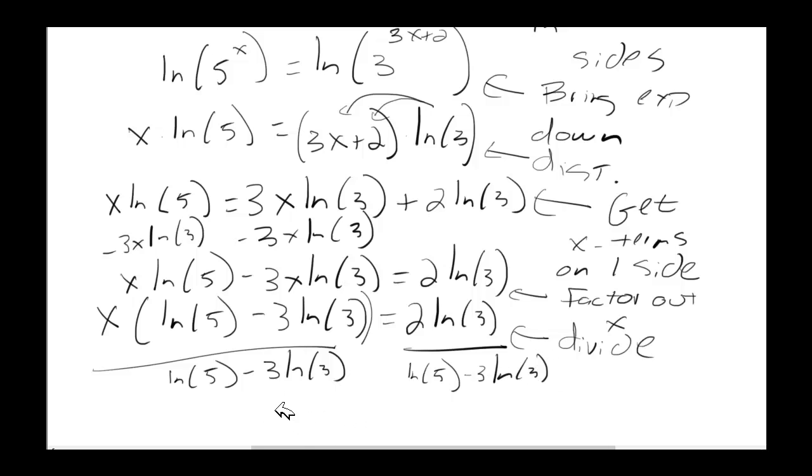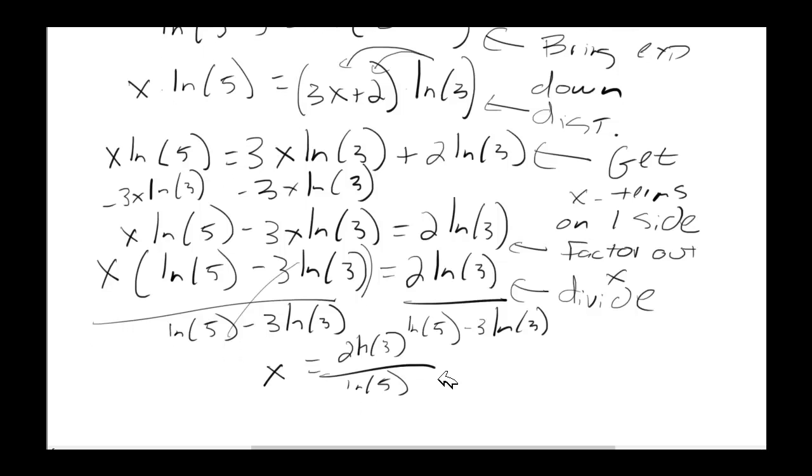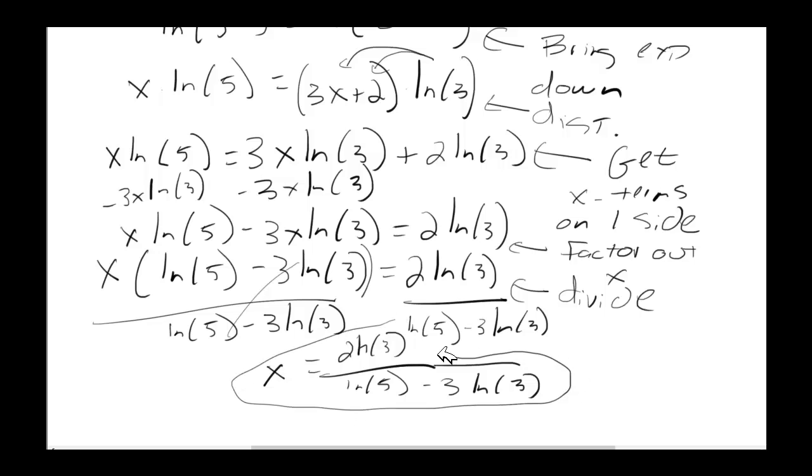These guys cancel on this side. We get x is 2 ln 3 over ln 5 minus 3 ln 3. Okay, it's not maybe the nicest answer in the world, but it's an answer, and this is just a number. There are no variables in here, just some kind of messy looking number. Okay, that'll do it for this section.